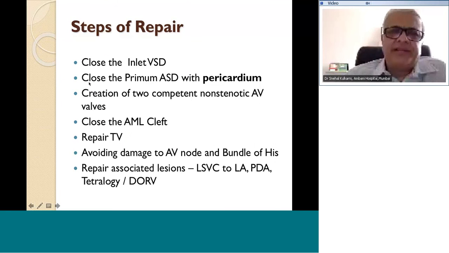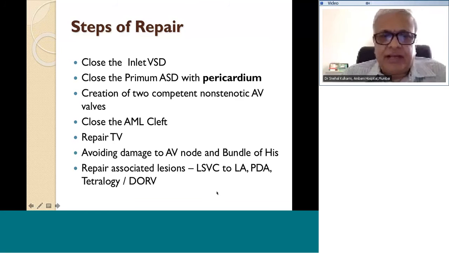So the steps of the repair are to close the inlet VSD and close the primum ASD, and we usually do so with pericardium, because it has been found that if you close with Gore-Tex or Dacron, any of the MR jets from the left AV valve cause hemolysis. So usually the primum ASD is closed with pericardium. Then creation of two competent, non-stenotic atrioventricular valves, closing the anterior mitral cleft, repairing the tricuspid valve, in the process avoiding damage to the atrioventricular node and bundle of His, and of course fixing any associated lesions like LSVC to LA, PDA, ASD, etc.